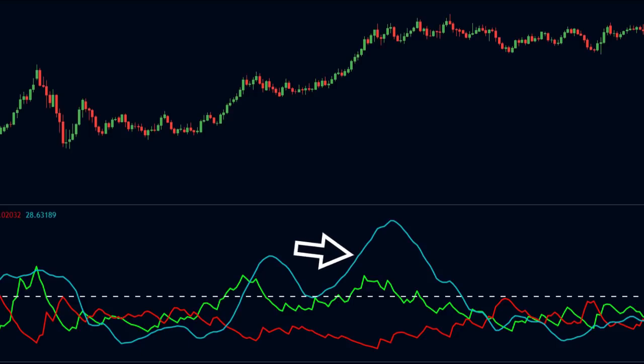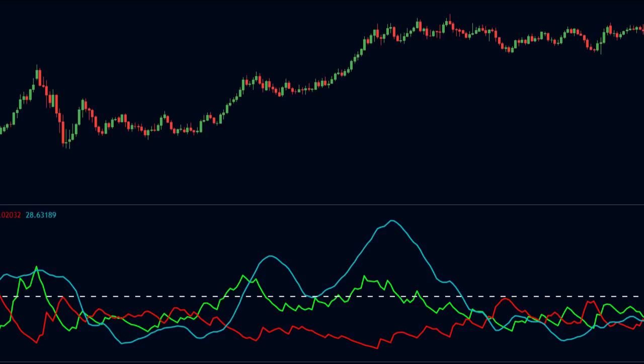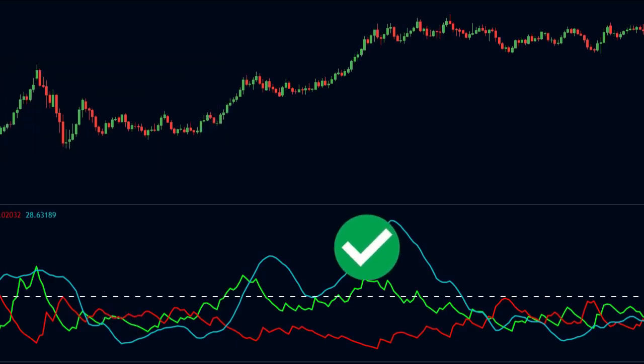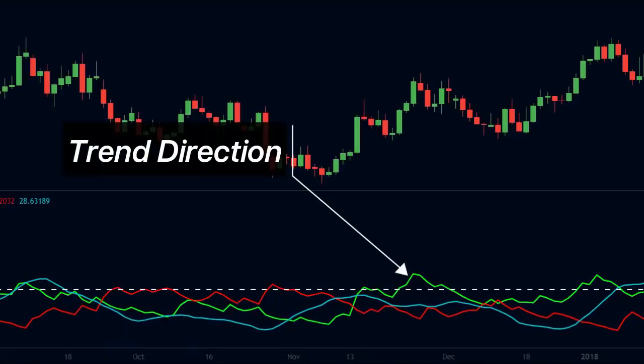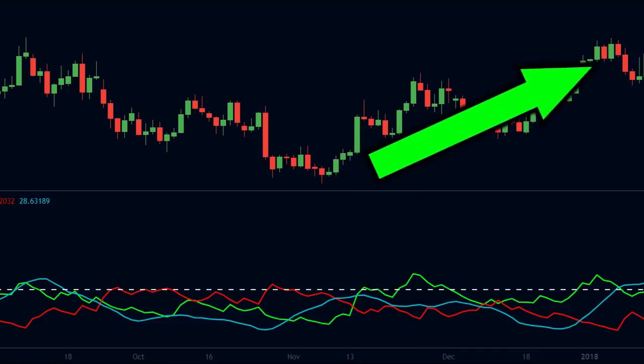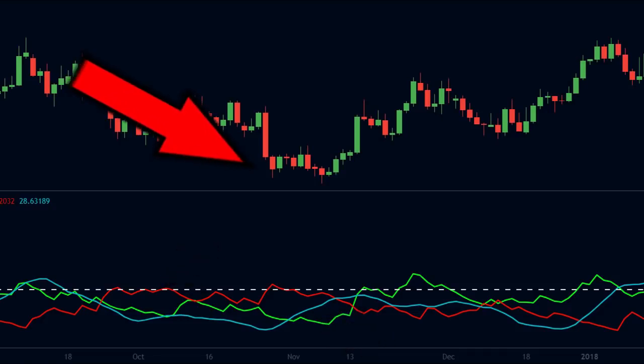When the ADX line is above the value of 30, the markets are in a trending phase. And when the ADX line is below 30, the markets are in a sideways range. We will only like to trade when the ADX line is above 30. The positive DI and the negative DI show us the trend of the market. So, when the positive DI is above the negative DI, the market is said to be in an uptrend. And when the negative DI is above the positive DI, the market is said to be in a downtrend.